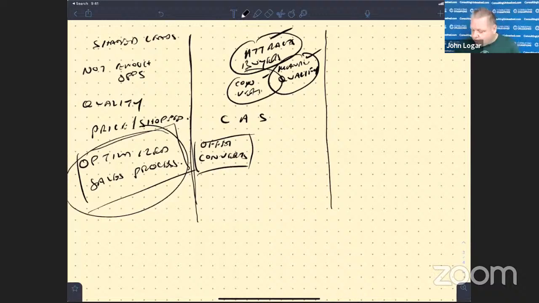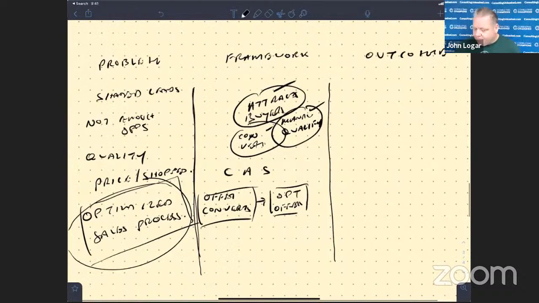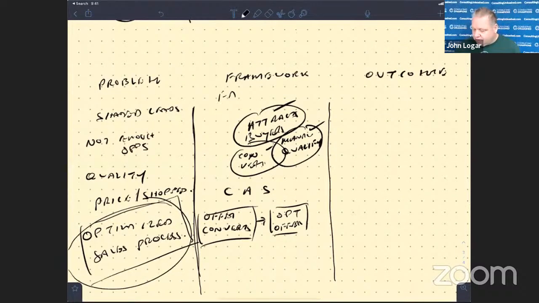Number two, we need to optimize the offer, right? So we need to make sure that we've got the systems that we're optimizing the campaign if we're going to run, and let's say that our solution, our framework revolves around Facebook ads, right?